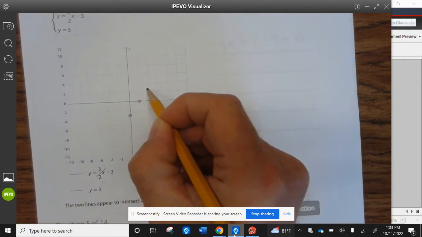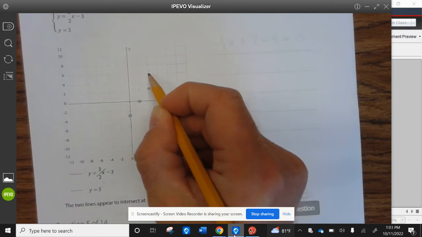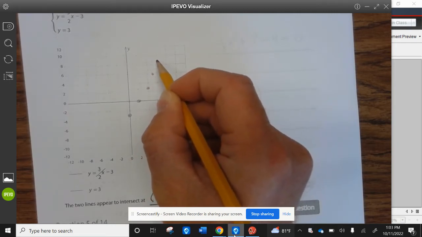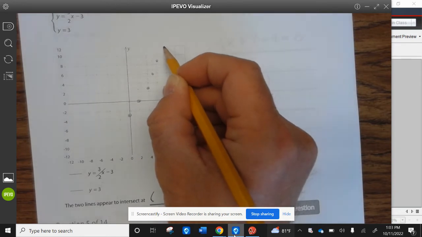Up 1, 2, 3 to the right 2. Up 1, 2, 3 to the right 2. Up 1, 2, 3 to the right 2.